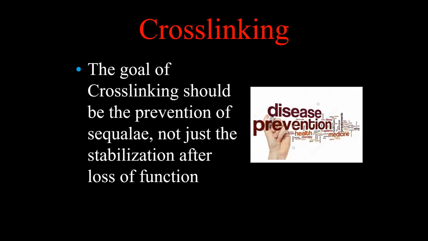The problem is we need a way to determine when and if true progression occurs. We don't want to be treating people who don't require treatment. I kind of go saying that one of the biggest problems now with cross-linking is we're treating too many people who don't need to be treated and too few people who should be treated.